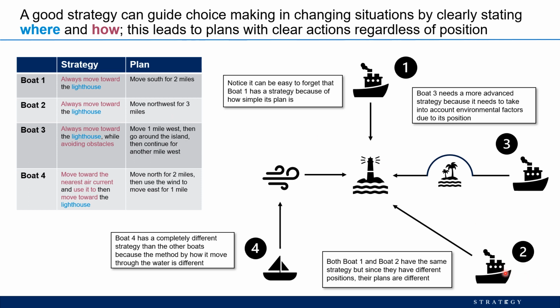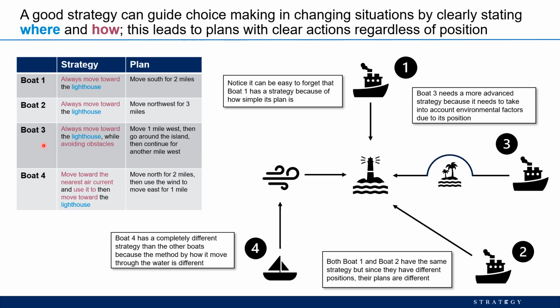So its plan is to move northwest 3 miles. And this is where strategy is different from plans. Strategy defines the criteria for making the decision, where the plan is where the actual decision is made. Notice that both these boats have the exact same strategy, but because they're in different positions, they have different plans.